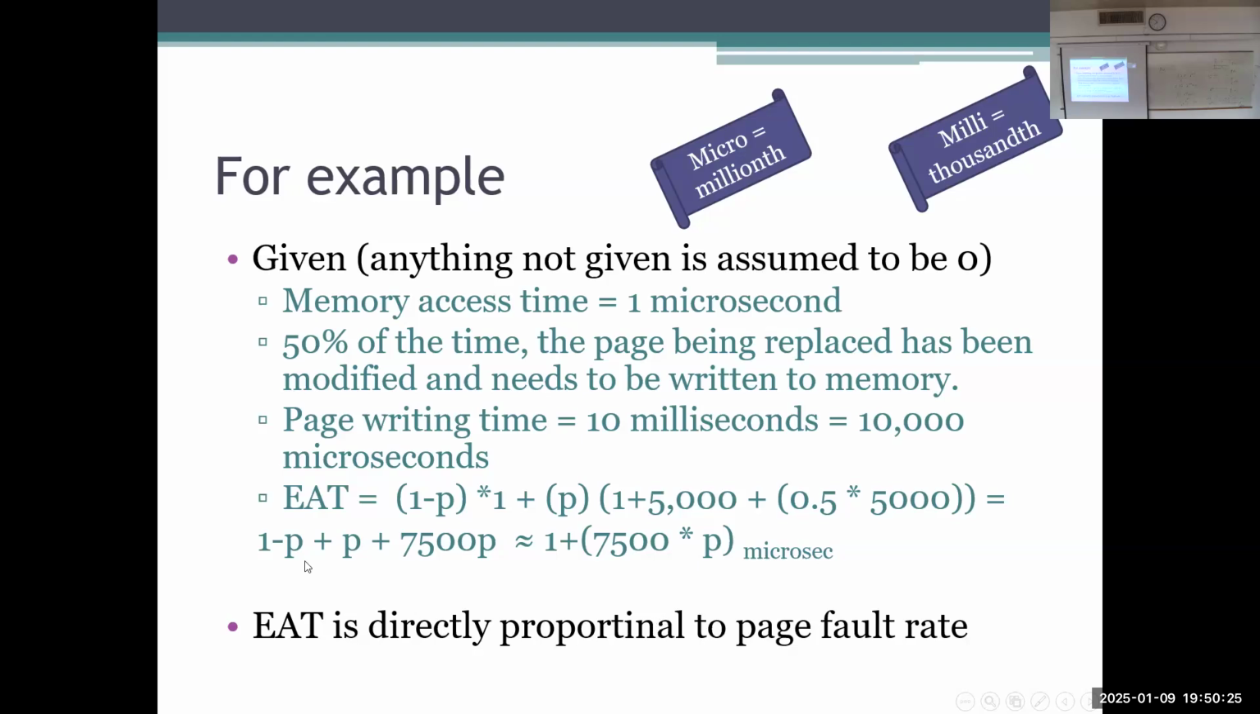Then the amount of time it takes is 1 plus 7,500 P, where P is the fault rate. So EAT, effective access time, is directly proportional to the page fault rate. That makes sense. The more page faults you have, the more time it takes to get data. All right, we'll stop there.